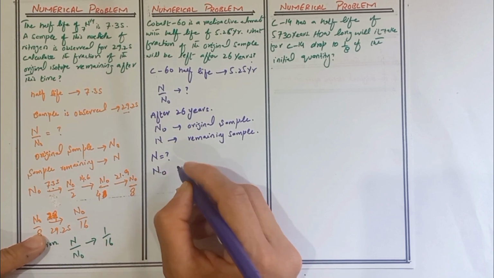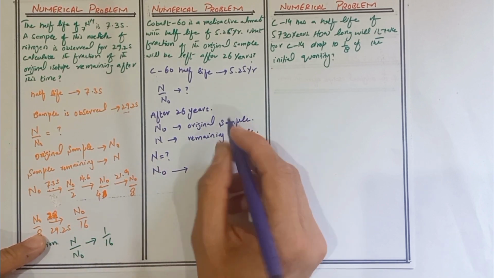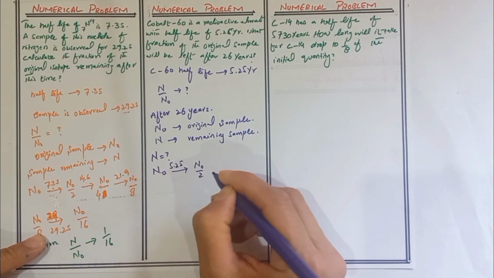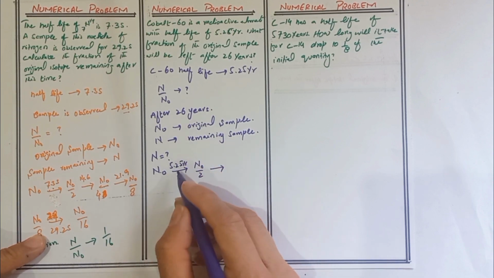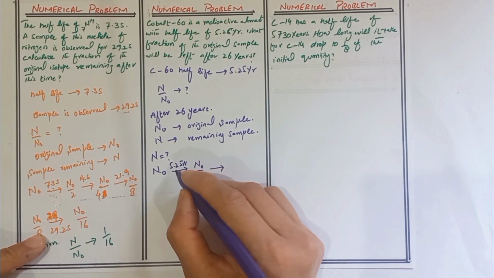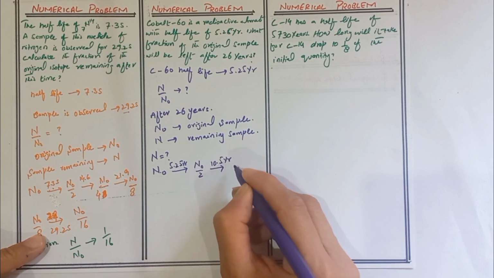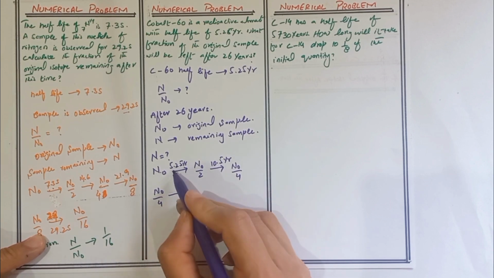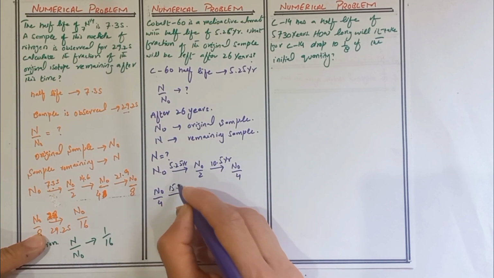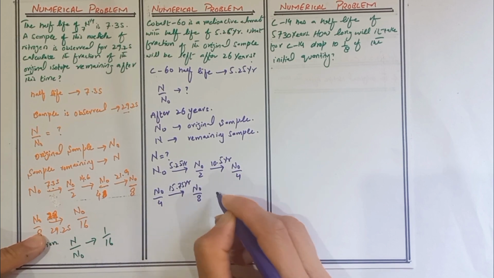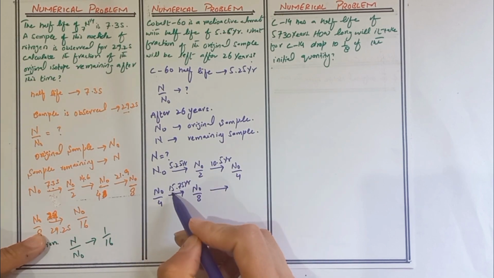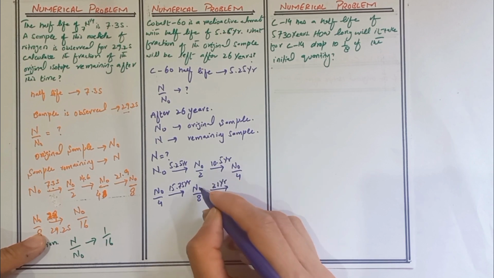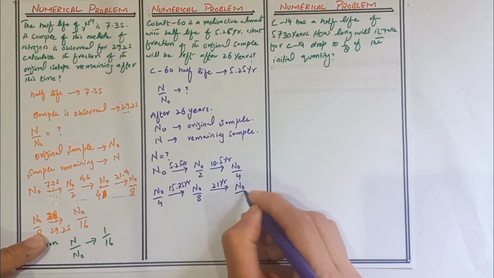The original sample is N naught. After the first half-life, that is 5.25 years, the original sample becomes half of this. After another 5.25 years, that is 10.5 years, the sample becomes half of this, N naught by 4. Then we add 5.25 years to 10.5, and we get 15.75 years. The sample becomes N naught by 8. Again we add 5.25 years to 15.75 years, and we get 21 years. After 21 years, the sample becomes half of this, N naught by 16.